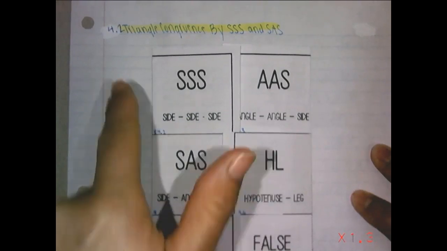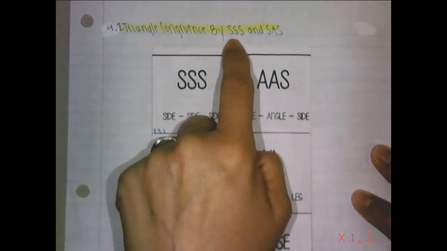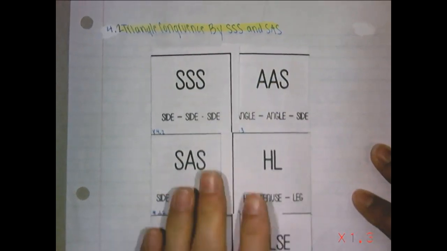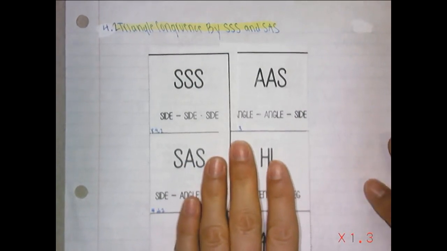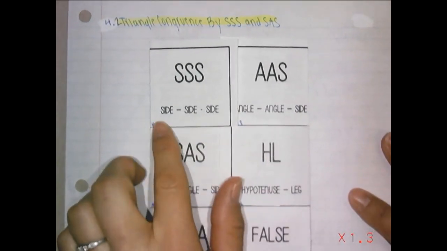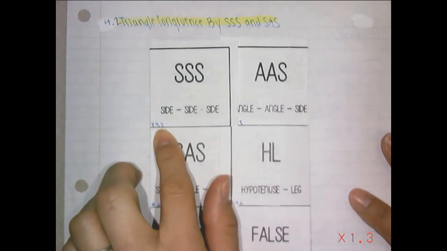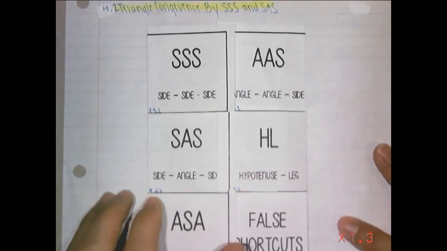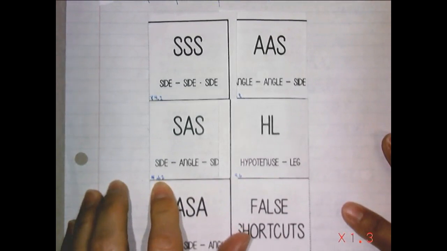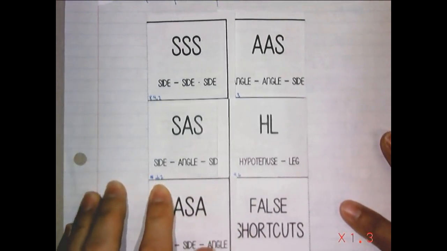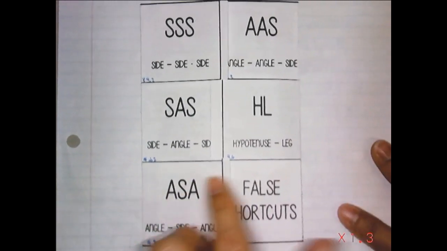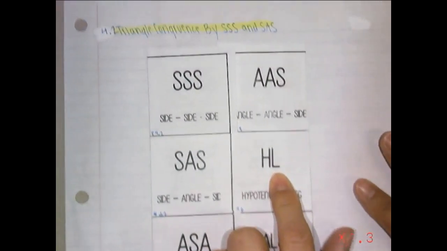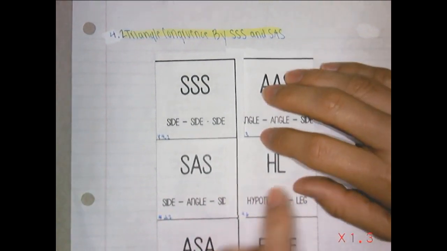It is 4.2, triangle congruence by side, side, side, and side, angle, side. We're going to work through this foldable, all of chapter 4, so that's why I gave it to you today. Side, side, side corresponds to 4.2, what we're doing today, and side, angle, side also corresponds to 4.2. We'll get to angle, angle, side, and hypotenuse leg in a little bit. Okay, so let's start with side, side, side.